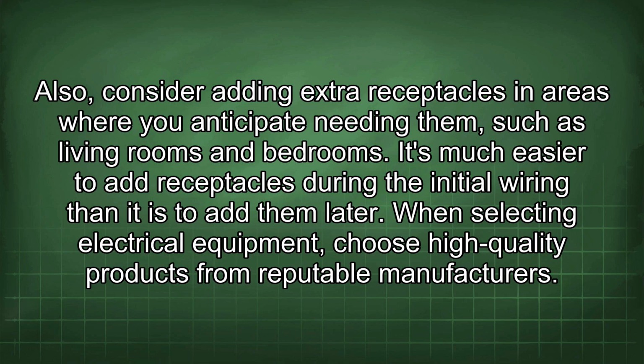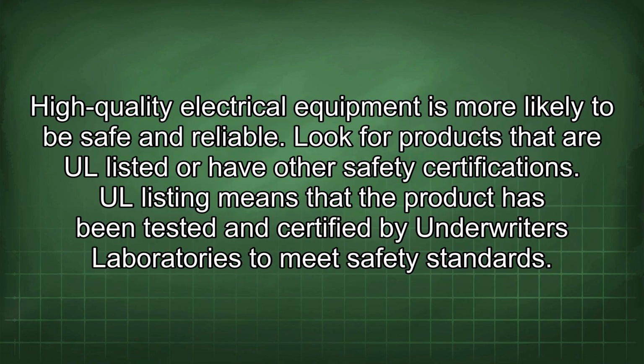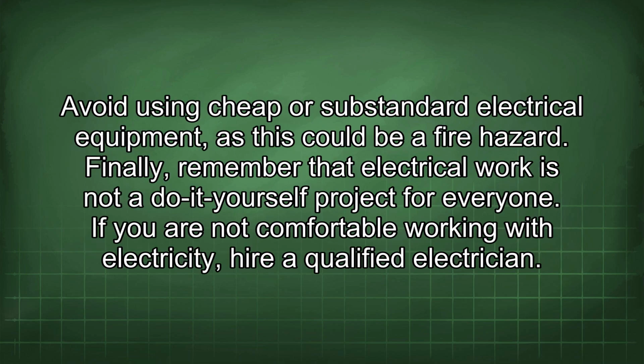When selecting electrical equipment, choose high-quality products from reputable manufacturers. High-quality electrical equipment is more likely to be safe and reliable. Look for products that are UL listed or have other safety certifications. UL listing means that the product has been tested and certified by Underwriters Laboratories to meet safety standards. Avoid using cheap or substandard electrical equipment, as this could be a fire hazard.